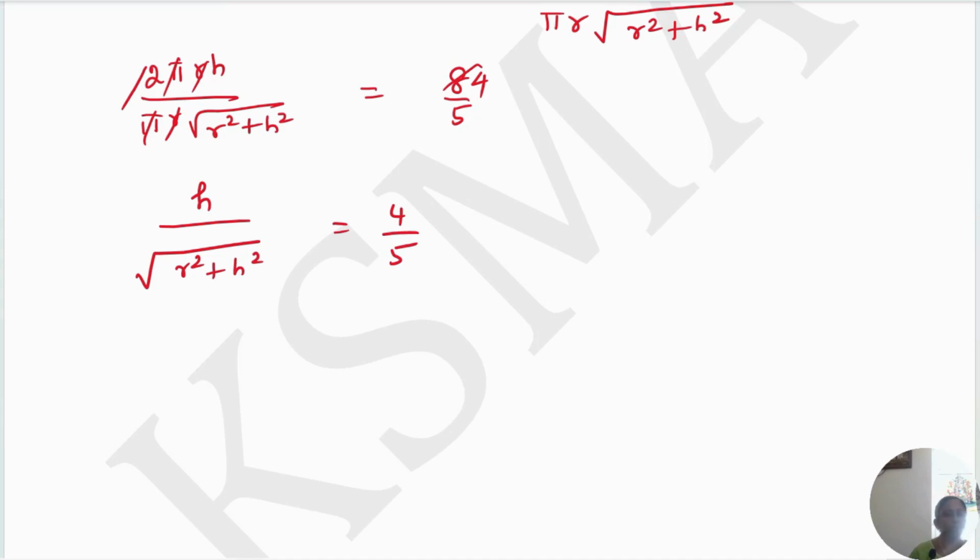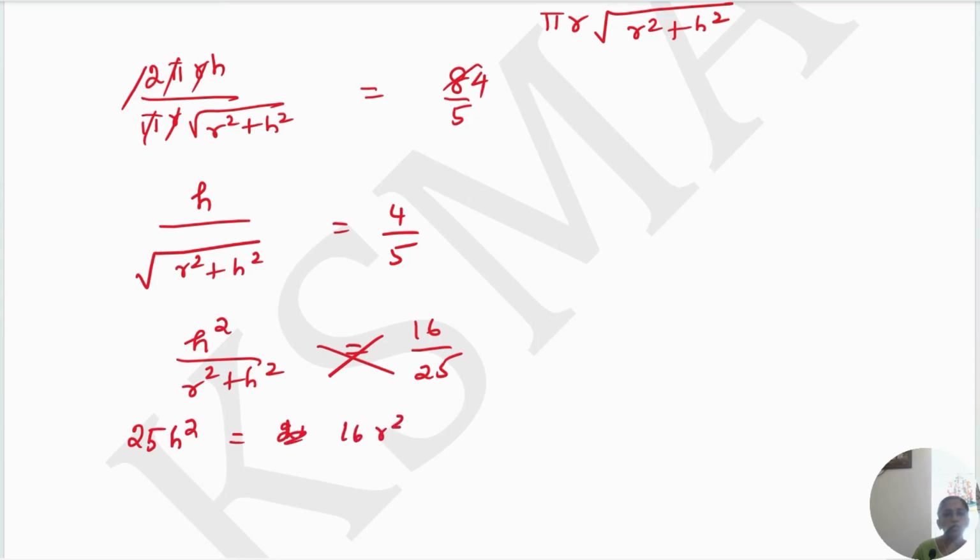Now do cross multiplication and squaring on both sides. If I am squaring, then 4 h square divided by r square plus h square is equal to 16 divided by 25. Do your cross multiplication. So 25 h square equal to 16, sorry, 16 r square plus 16 h square.